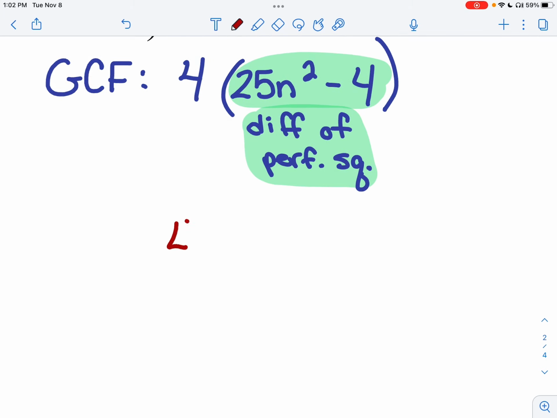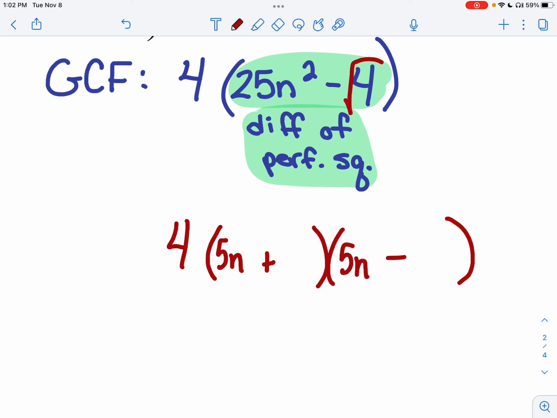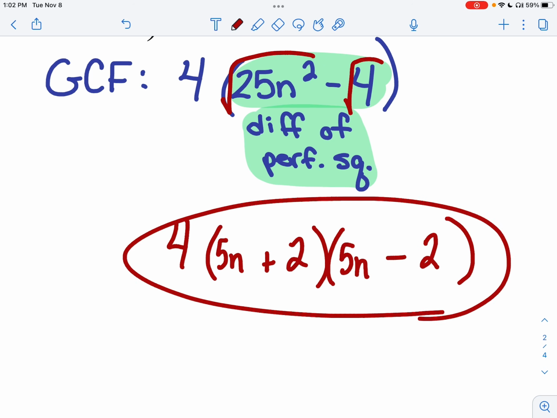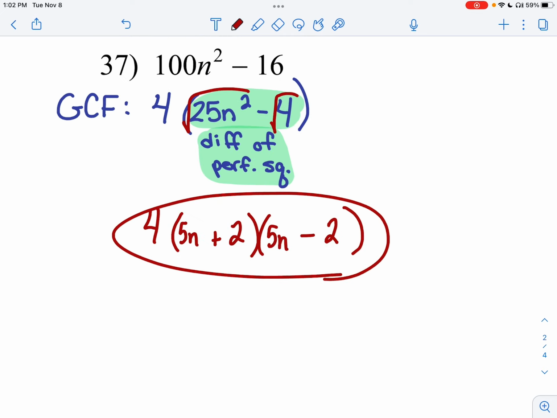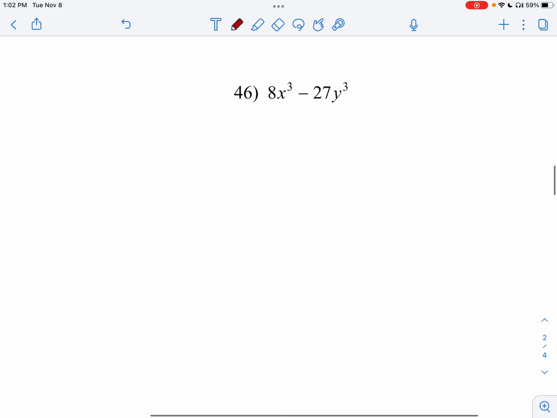When that happens, bring down that GCF and draw me 2 parentheses to hold 2 binomials. The square roots go 1 as a plus and 1 as a minus. So the square root of 25n squared is 5n, and the square root of 4 is 2. That's how you factor the difference of perfect squares. Otherwise, you have probably a long ACB chart on your hands. So just go ahead and memorize. That's the one shortcut worth it.